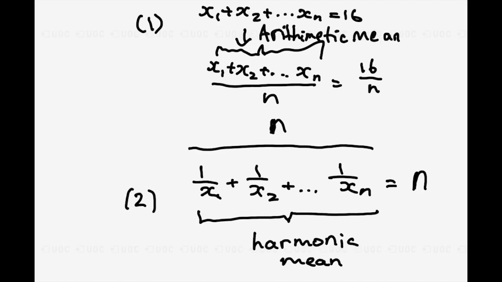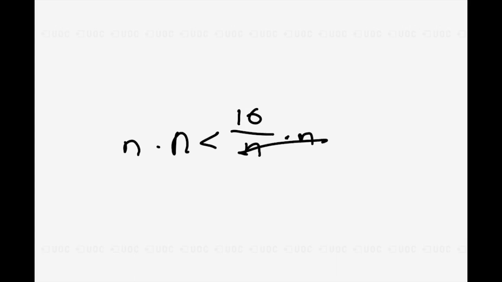So now there's an inequality, which I might prove in a later video, that the harmonic mean is always less than the arithmetic mean. So the harmonic mean is n, the arithmetic mean is 16 over n, so we can say that n is less than 16 over n. And multiplying by n on both sides, since n is positive, we can do that, we get n squared is less than 16, or n is less than 4.